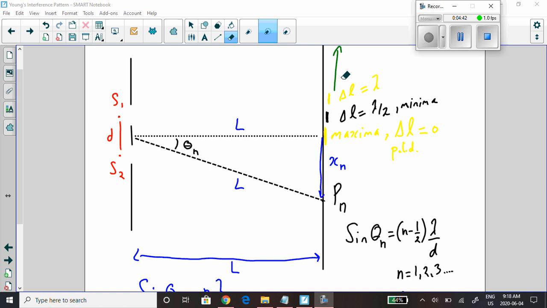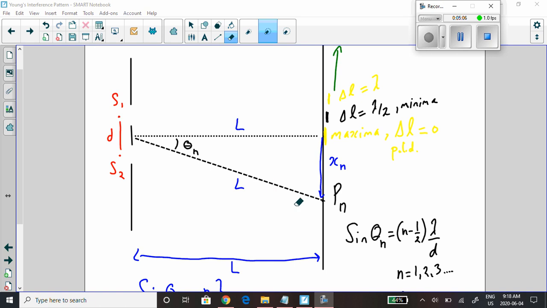So let's take a closer look at this. Here are two slits. I'm going to call this slit source 1, this slit source 2, and the distance between them, center to center, is d. They are a certain length L from a screen, but we're using light waves that have very short wavelengths. So for all intents and purposes, this is L here, but this distance here is also L.